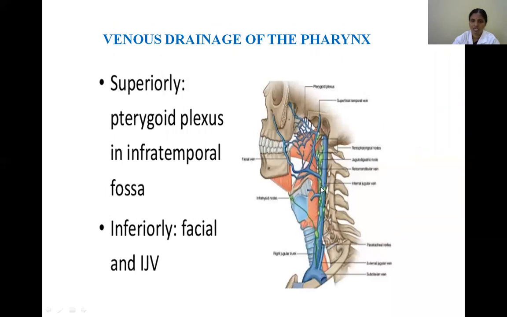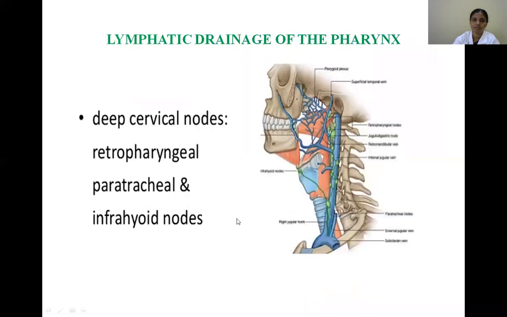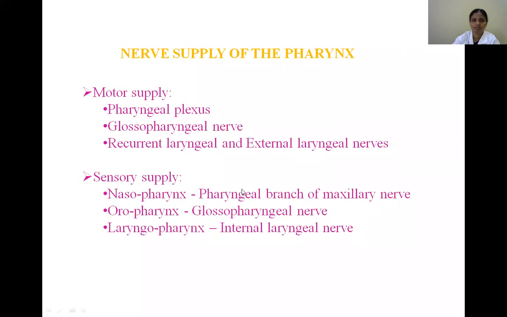So above, the pharyngeal venous plexus drains into the pterygoid venous plexus, whereas in front and below, they drain into the facial vein, then the internal jugular vein. Now, what is the lymphatic drainage? The lymphatics mostly drain on either side of the pharynx, into parapharyngeal or paratracheal lymph nodes, and other deep cervical lymph nodes in relation to the internal jugular vein. So, deep cervical nodes drain the pharynx.